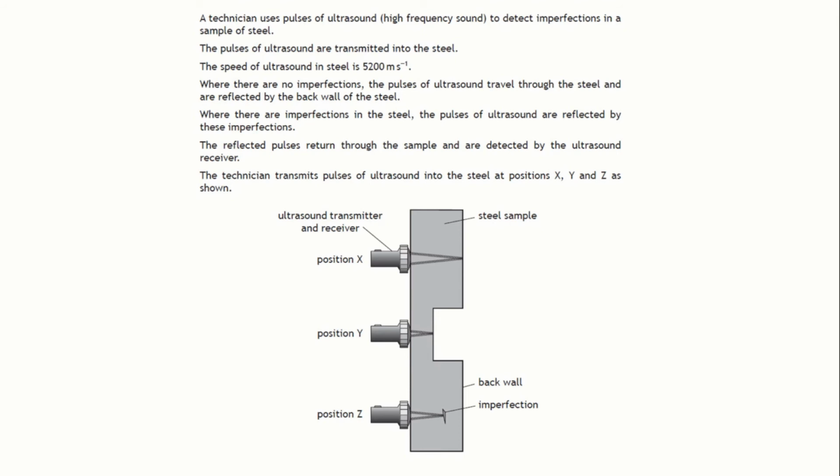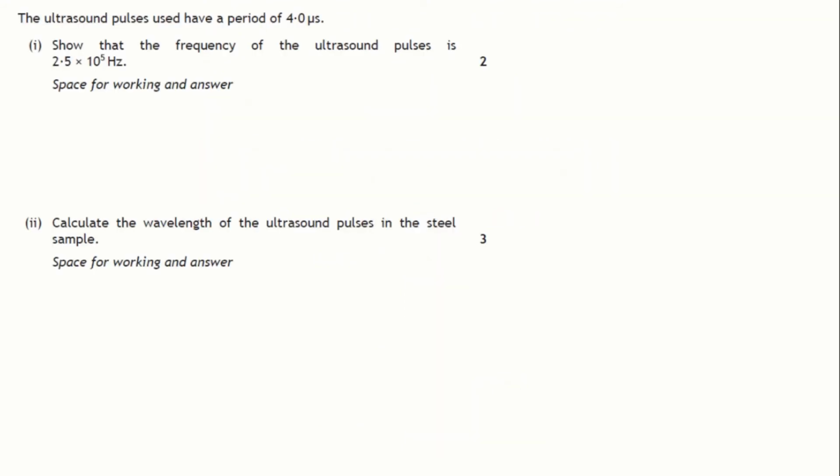The last example that I'm going to cover is from the 2015 past paper. You can find it at the link on the screen. The basis of it is that there's an ultrasound pulse travelling through steel. It tells us that the speed of the ultrasound in steel is 5,200 meters per second. In the first question, it says that ultrasound pulses have a period of 4 microseconds. That's 4 times 10 to the minus 6 seconds, or 4 millionths of a second, and it asks us to show that the frequency of the ultrasound pulses is 2.5 times 10 to the 5 Hz.